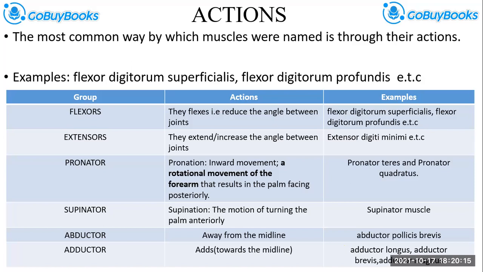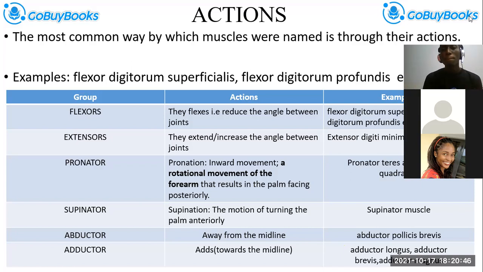But to make this more easy to understand and more relatable, the major actions that muscles perform on different regions of the body, the way they work and function, are grouped into flexors, extensors, pronators, supinators, abductors and adductors. And I'll break all this down if you stay with me. So let me break them down.